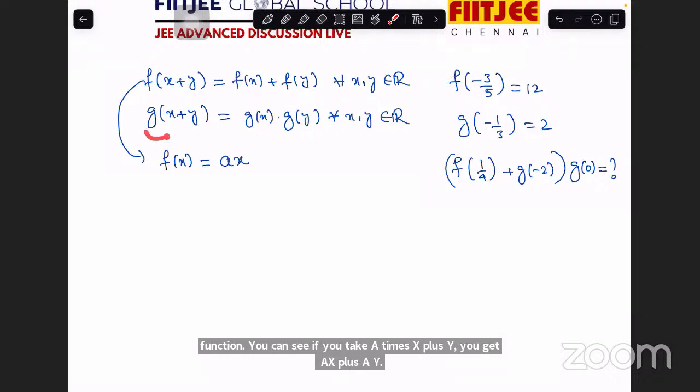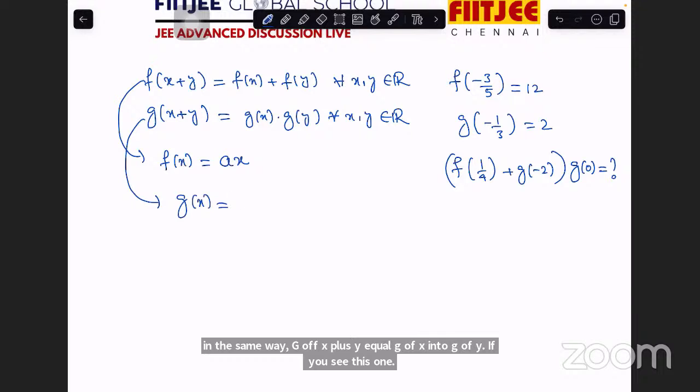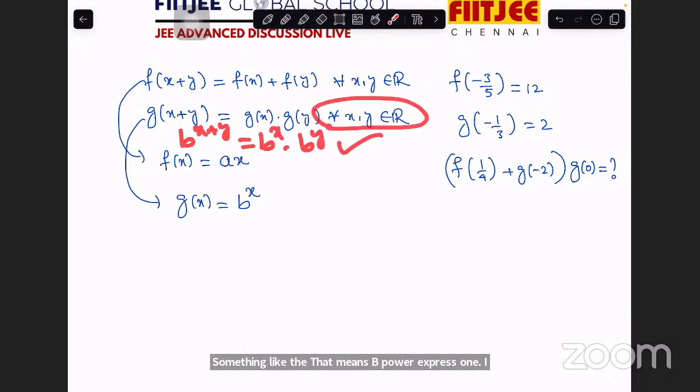In the same way, g of x plus y equal to g of x into g of y. If you see this one, you get g of x to be something like, we already used constant a here, so let's go with b, something like b power x. That means b power x plus y will give, you can write it as b power x into b power y for all x, y belongs to N.